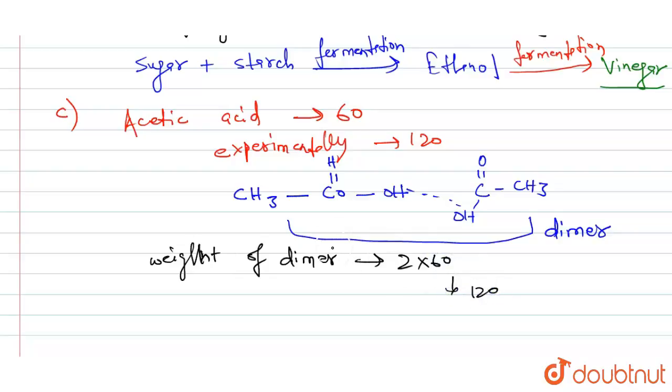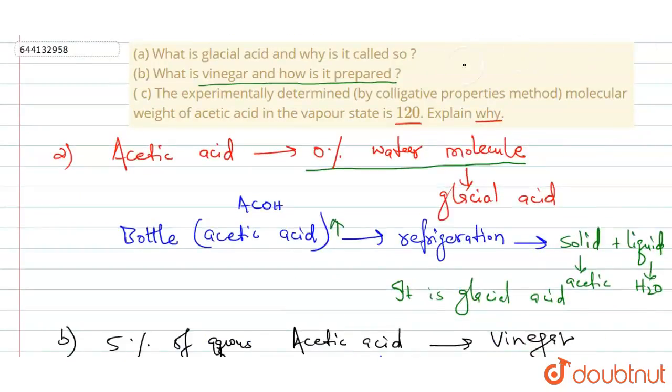So why is it 120? Here you can see, because of the dimer formation and intermolecular hydrogen bonding. Okay, so we have stated the answer here. Because of the dimer bond. I hope I answered all the questions.